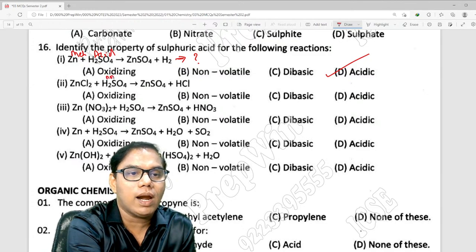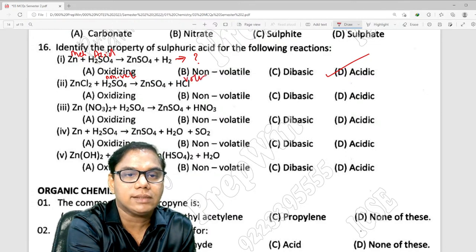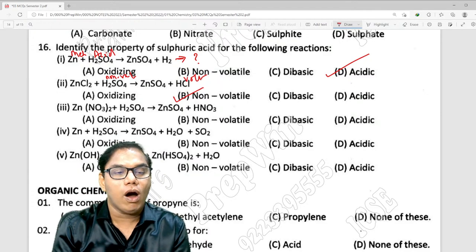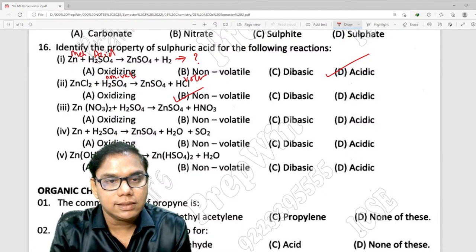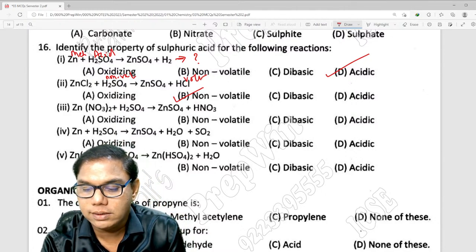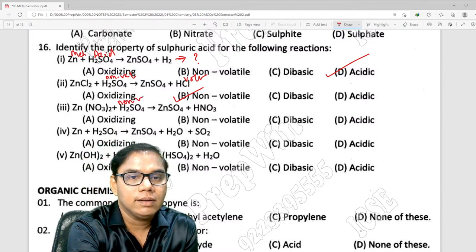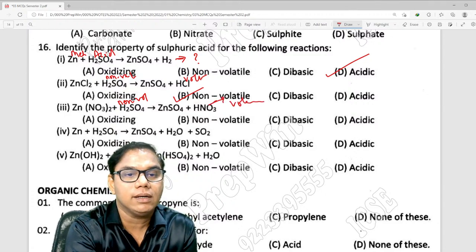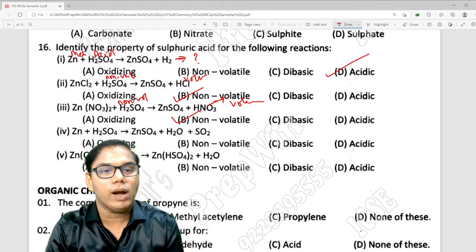A non-volatile acid is used to prepare volatile acid. So this tells us about non-volatile nature of this sulfuric acid. Very easy. What is answer for third one? Second ka is B. Again, same thing. Non-volatile acid is used to prepare a volatile acid. This is also B. Right?